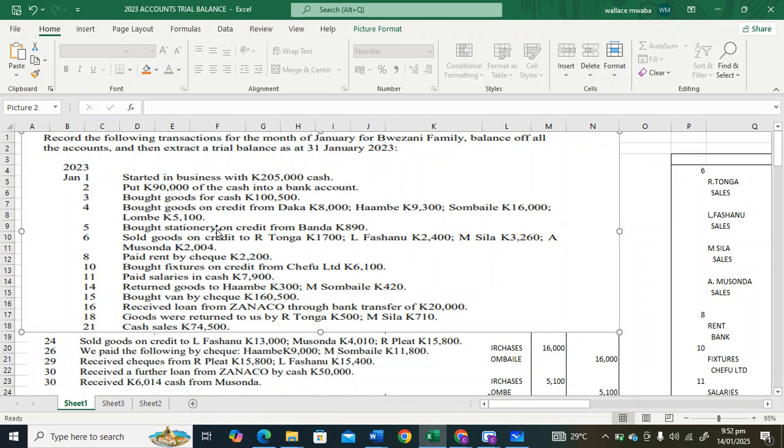Bought stationery on credit from Banda 890. Anybody?